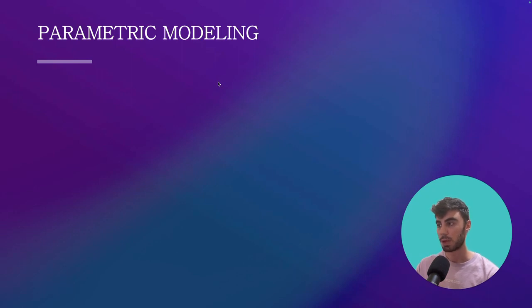Let's move on to the next thing that we will learn. The third one is parametric modeling. Parametric modeling is a mathematical approach used in various fields, including statistics, engineering, and computer science. In this approach, the model structure is defined by a fixed number of parameters, and these parameters are estimated from data to make predictions or describe relationships.